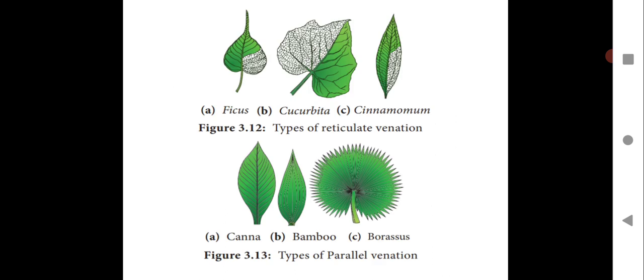Here you just have a look at reticulate and parallel venation. On the top you can see the leaves which show reticulate venation, and the diagram below shows parallel venation. The veins are running parallelly, you can see. And in reticulate venation, you can see how the veins form a net. I hope this concept of reticulate venation and parallel venation of the leaves is very clear to you all, children.